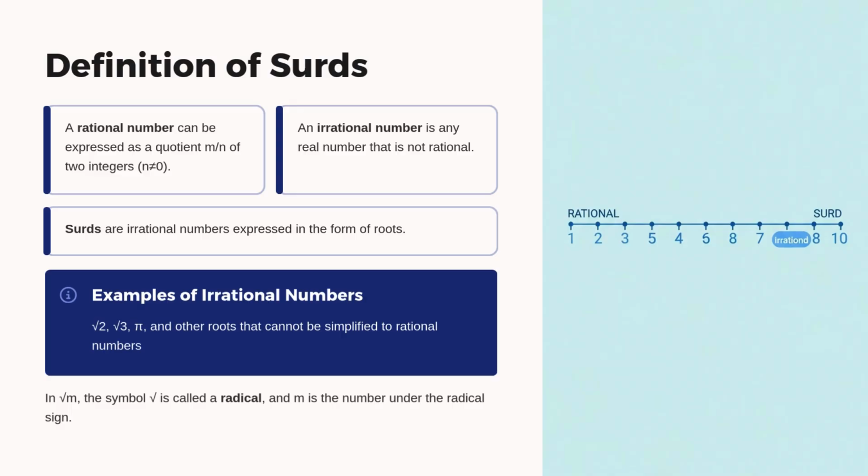Examples of irrational numbers: square root of 2, square root of 3, pi, and other roots that cannot be expressed as rational numbers. In square root of m, the symbol square root is called a radical, and m is the number under the radical sign.